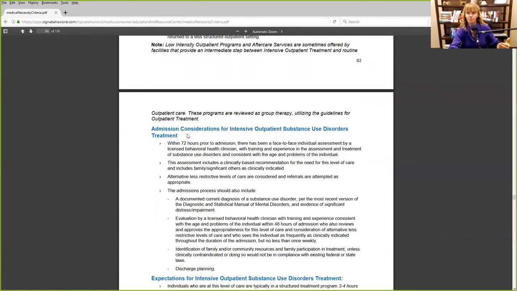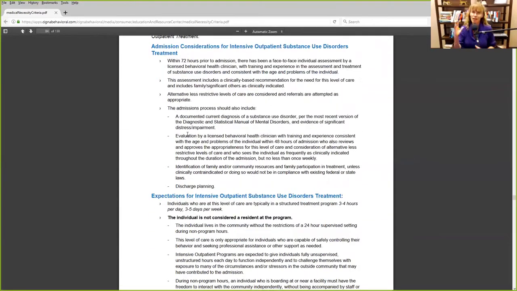But what is required, and we're not going to go through this in depth, but I'm going to hit the highlights. It tells you within 72 hours prior to admission, there has to be a face-to-face individual assessment. So you can't have an assessment on Monday of 1 week and admission Monday the next week. That doesn't meet guideline criteria. It has to include clinically based recommendations.